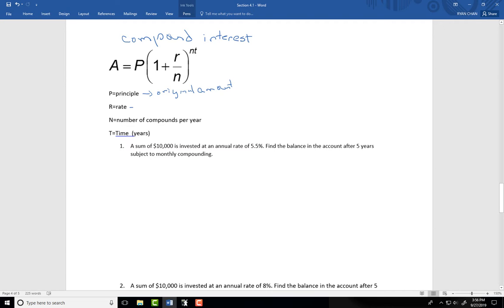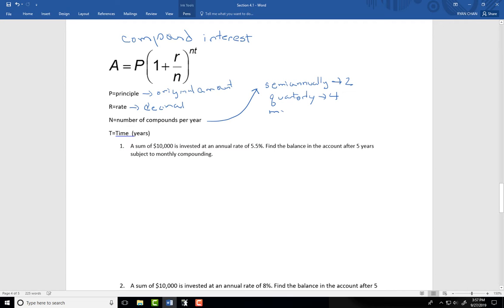R is rate. You want to make sure you write this as a decimal. N is number of compounds per year. So let me explain this to you. If you're compounding semi-annually, that would be 2. If you're compounding quarterly, that will be 4, because there's 4 quarters in a year.